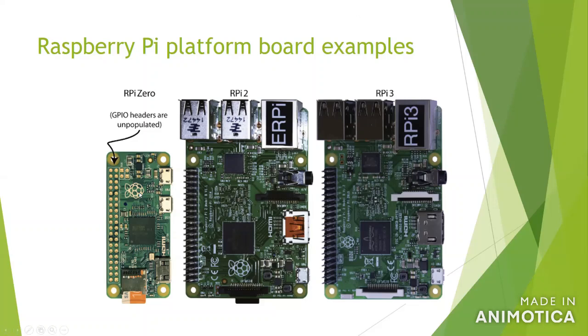But RPI 0, you can see it's a very compact system. Comparing to RPI 2, RPI 3, it's very small. So that means you can use this board to make a very small system. And so it's very useful for building embedded system to support certain applications.